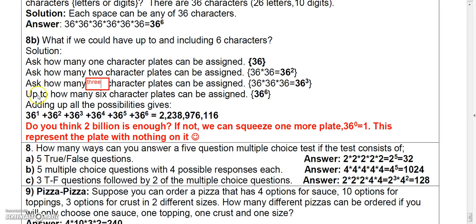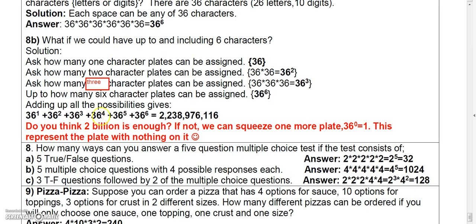So basically, you would have 36 1-character plates, 36 squared 2-character plates, 36 cubed 3-character plates, 36 to the 4th power 4-character plates, 36 to the 5th power 5-character plates, and 36 to the 6th power 6-character plates. Now when I did that, I got over 2 billion possible plates. Okay, now if 2 billion is not enough, you could squeeze in one more. 36 to the 0 is 1, and this represents the plate with nothing on it.